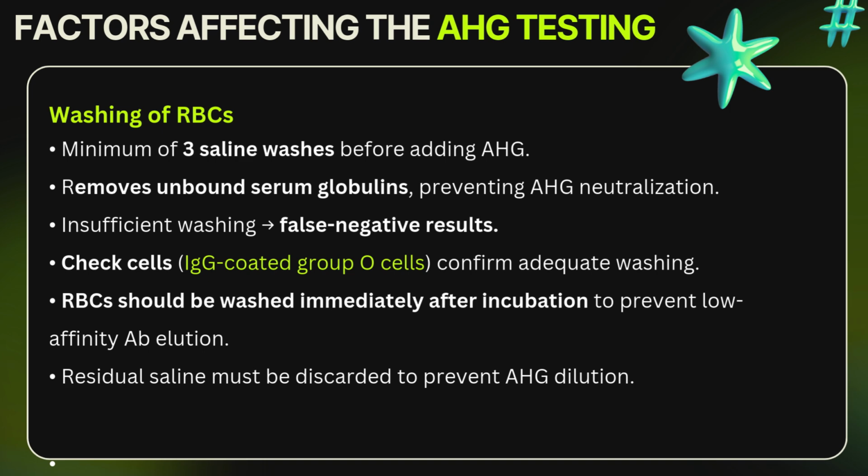Why mention it, guys? Because Jack cells are IgG coated group O cells used in confirming whether the washing was adequate. So it can also tell us if the washing was properly done. And RBCs should be washed immediately after incubation to prevent the elution of low affinity antibodies. Additionally, ensure that any residual saline is discarded to avoid diluting the AHG, which could compromise the test sensitivity.